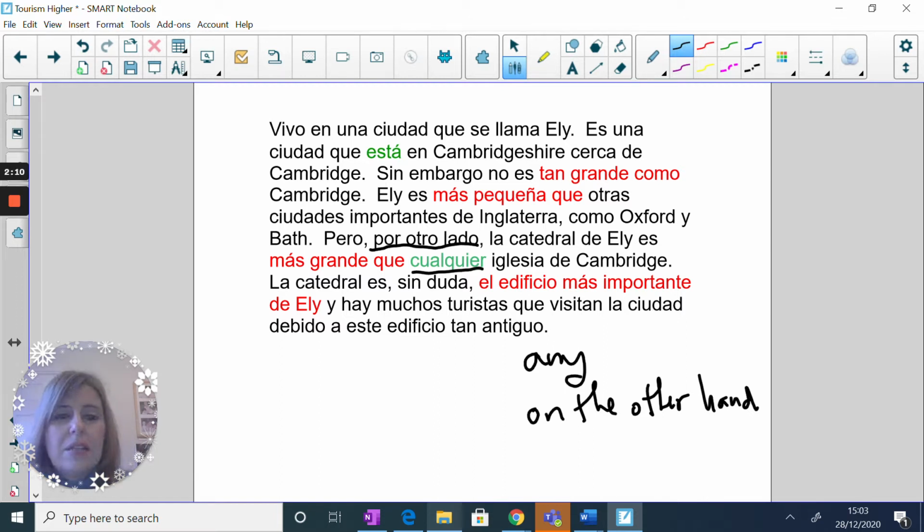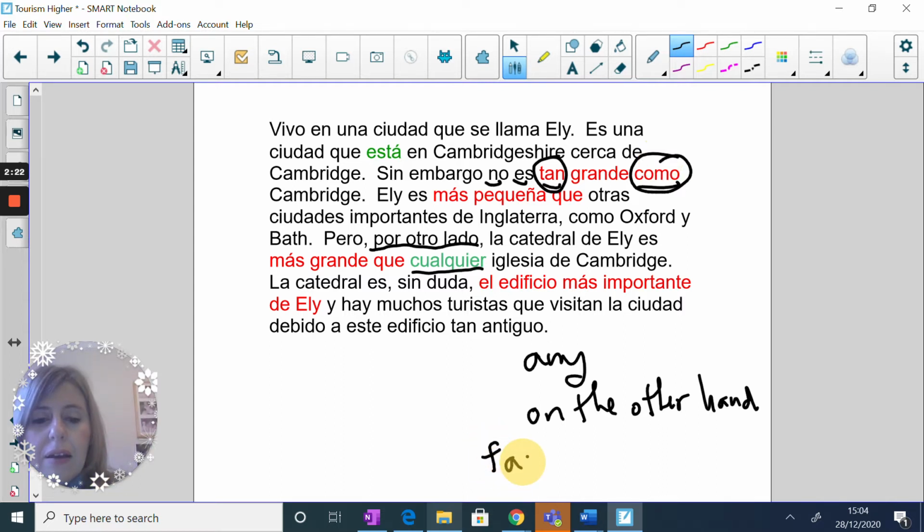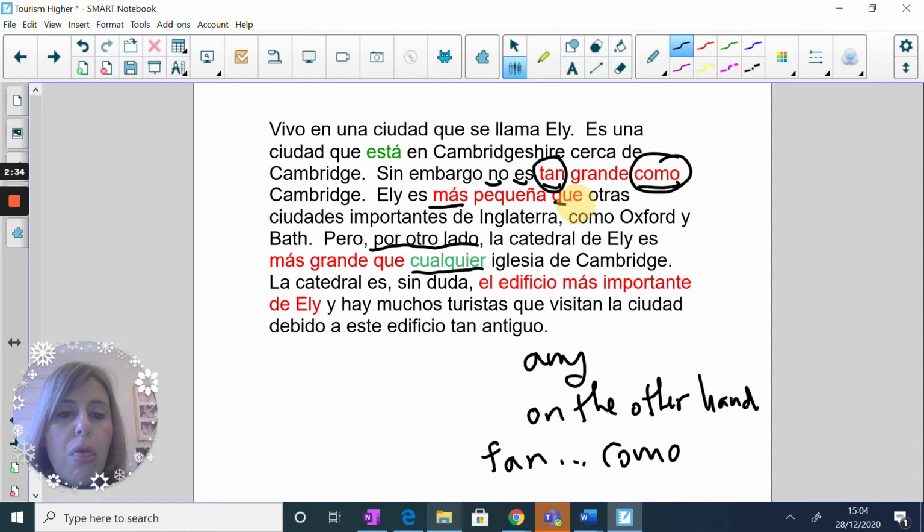Sin embargo, no es tan grande como Cambridge. See if you translated this correctly. However, no es, is not, tan como, as big as Cambridge. So this is how we say as, tan como. Ely es más pequeña que otras ciudades importantes de Inglaterra. Ely is more small than, in good English, smaller than.